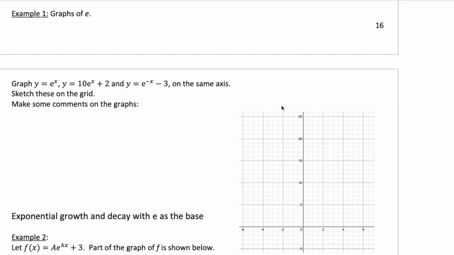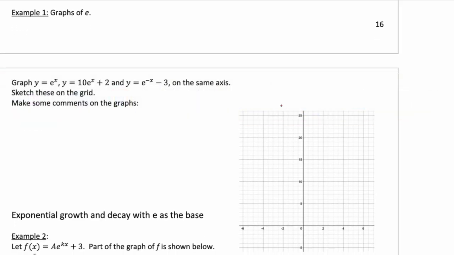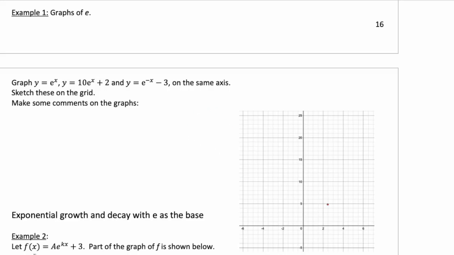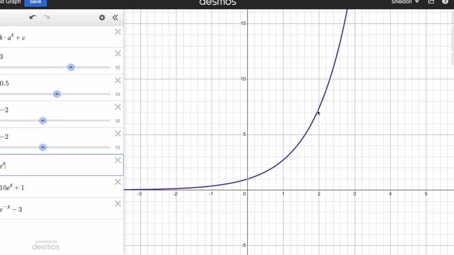Let's take a look at what the graphs of e to the power of x look like. So here I've got e to the power of x graphed. It looks very similar to 2 to the power of x and 3 to the power of x. It's just an increasing exponential function that goes through 0, 1. If you put in 1, then it's e, which is 2.7, which I talked about before.